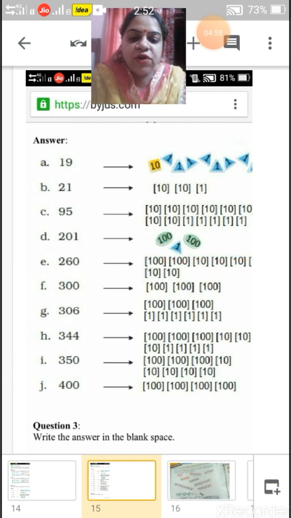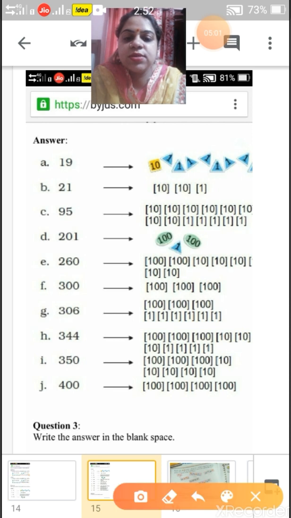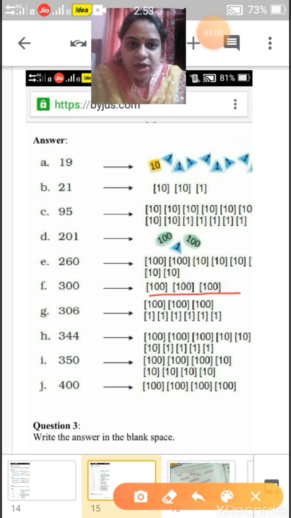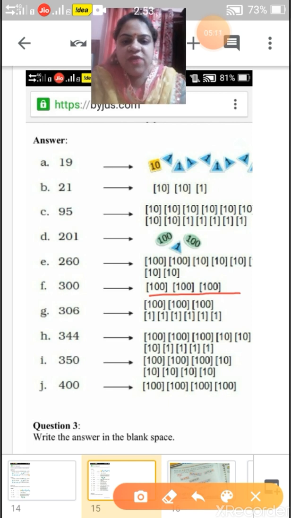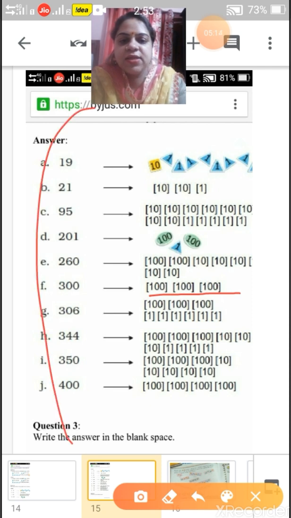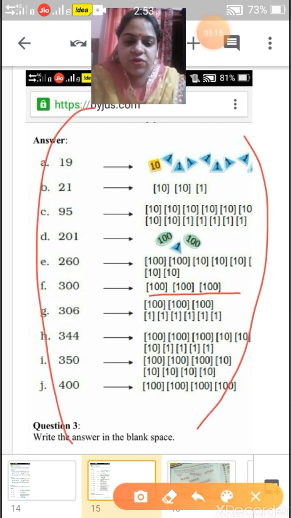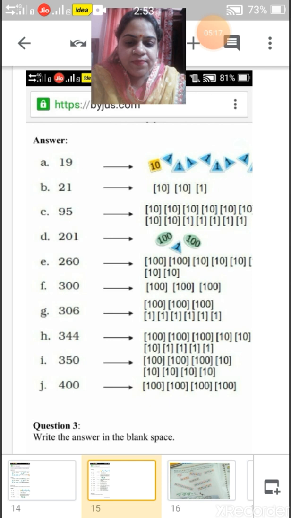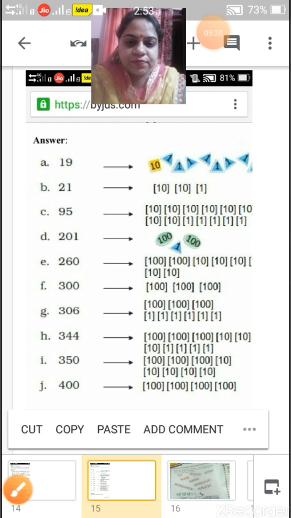Now for 300 he used 100 of 3. Okay. So 100 into 3 is equal to 300. In the same way you will complete this. This is your solution also. Okay children. Now come back to our next.